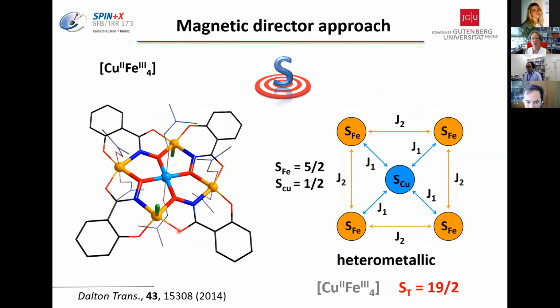And we had the idea to go for heterometallic systems. For now, it's the only example that I'm aware of where we have a 3D heterometallic system for metallacrowns. What we did is we kept the copper in the center and substituted the peripheral ion with iron 3 ions. The idea was, if you have a center spin with a very strong exchange interaction towards the periphery, then all the iron spins should align parallel, and this should give rise to a very high spin state.